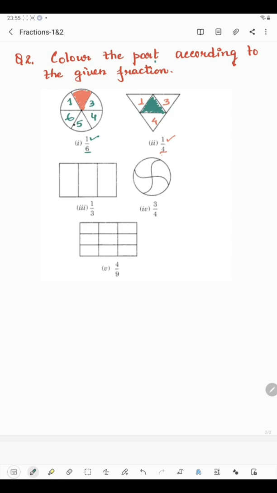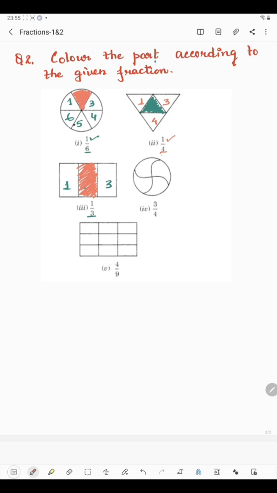Now coming to next. In the next part we have 1 by 3. So 3 is there in the denominator. That means the total number of parts is 3. So it's 1, 2 and 3. So out of 3 parts we have to shade one part. So any one of these you can shade. So it's like this. So it is showing 1 by 3.